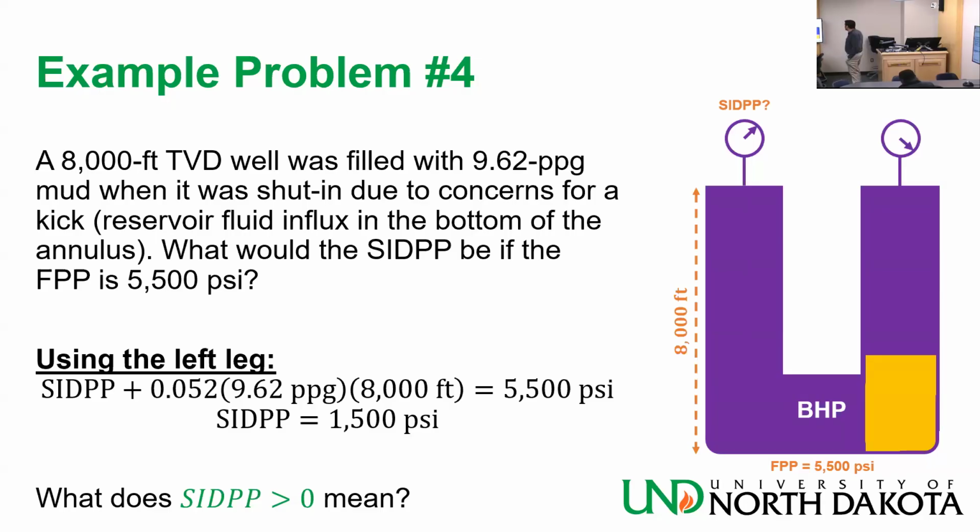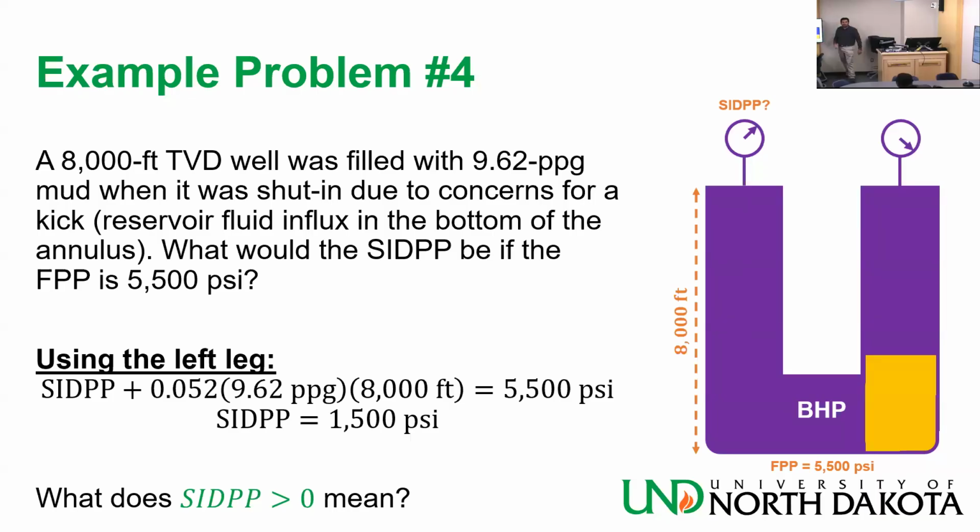Because it basically tells you that this is not enough to hold this. You need extra. You need the 1,500 extra. So it's an indication that you probably took a kick. How much do we need extra? The 1,500 SIDPP. Doesn't it mean that we need like 4,000 extra? No. 4,000 is given to you by the mud. This mud here weighs 4,000, but your FPP is 5,500.